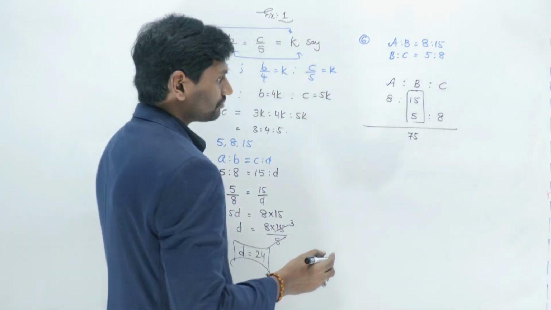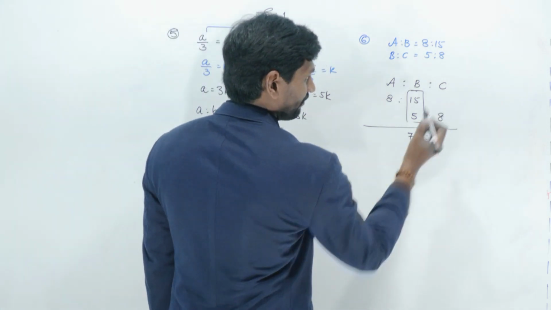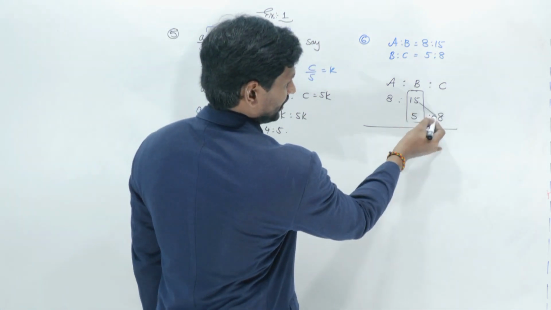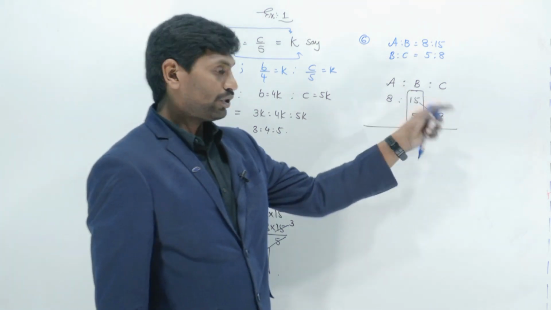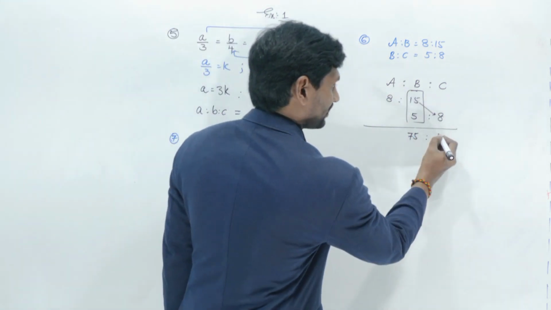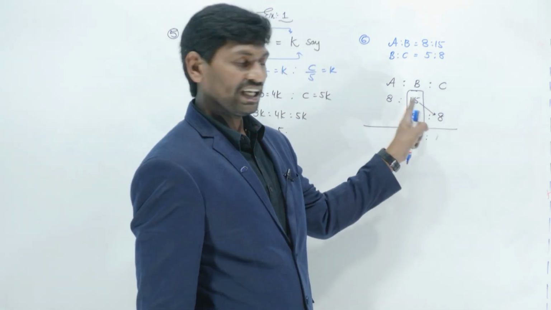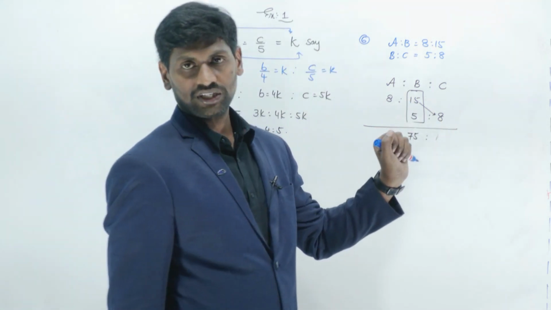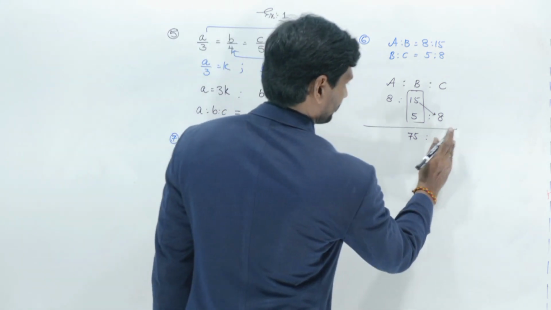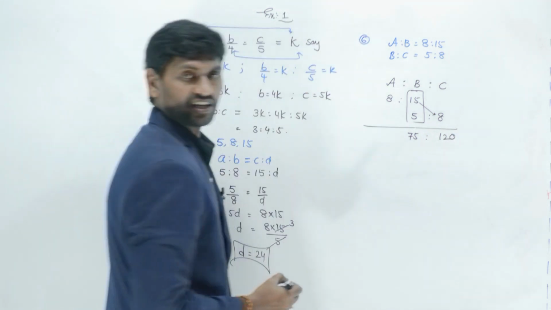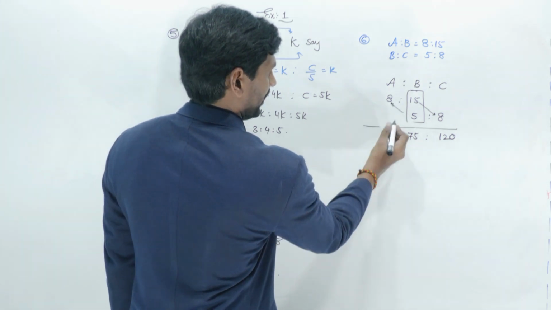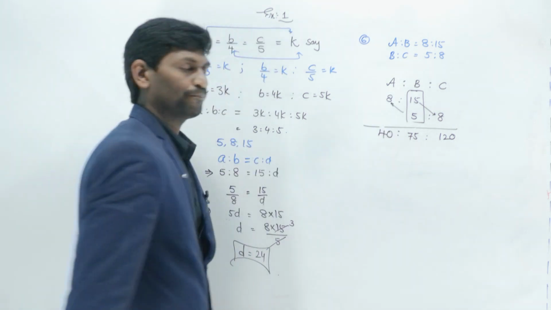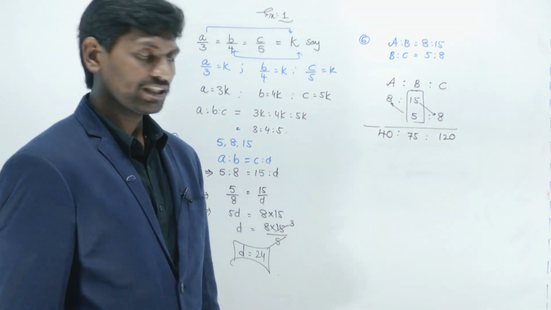But here only one value is missing now. Do multiply like this: 15 into 8. 15 8s are how much? 8 10s are 80, 8 5s are 40. So 80 plus 40 is 120. Now this one is missing. You multiply like this: 8 5s are 40.